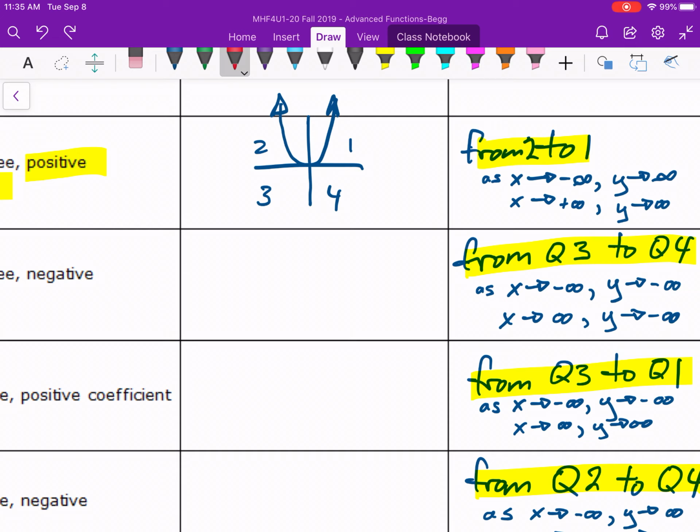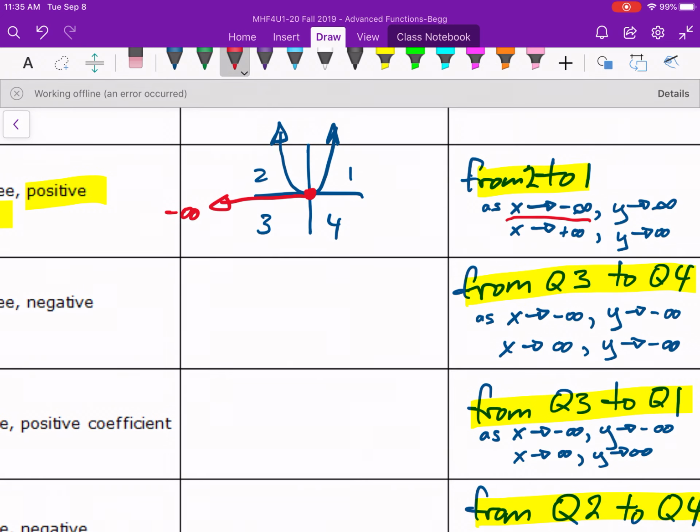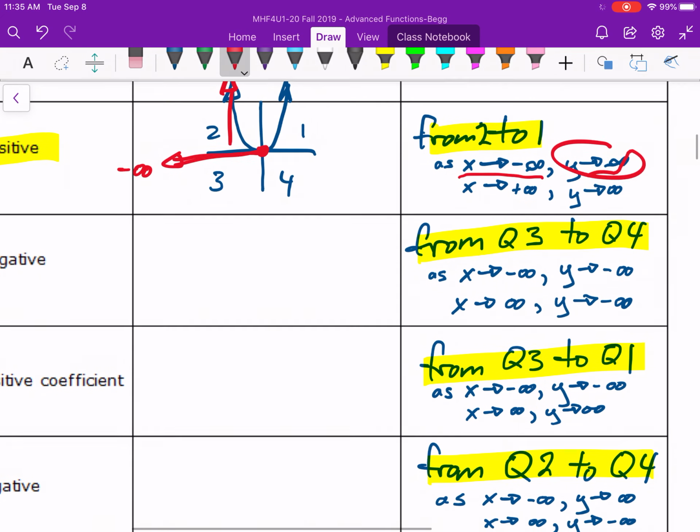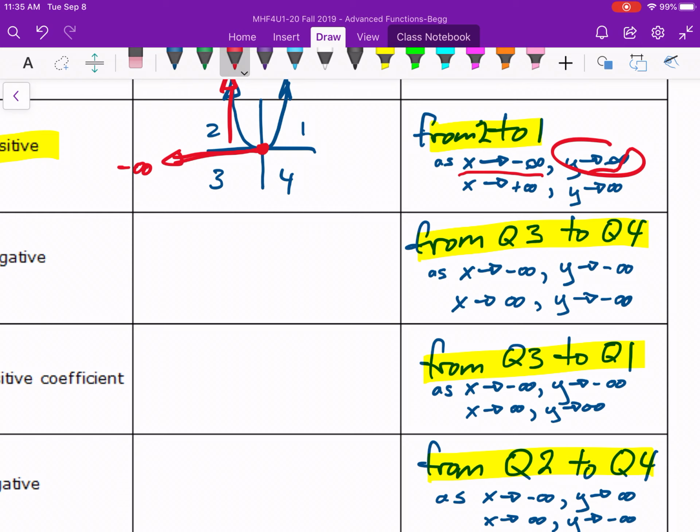Another way of saying this is, imagine that we're looking at the x-axis. Imagine that we are starting here at the origin, and then we go out towards negative infinity on the x-axis, right? That's what this is saying. Go towards negative infinity. What's happening to the y as I go this direction? Well, as I go that direction, the graph is going up. So it's another way of writing this. It's saying as x goes towards negative infinity, y is going up to positive infinity.